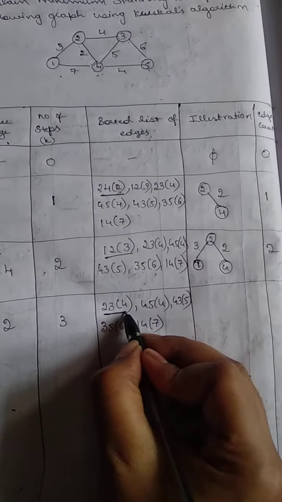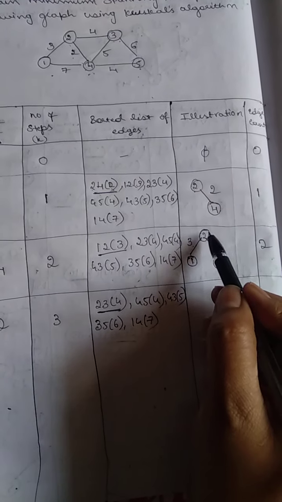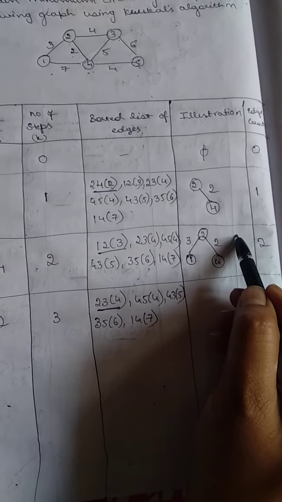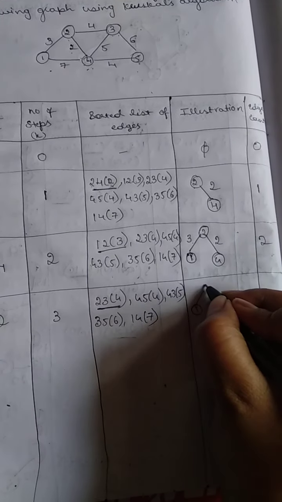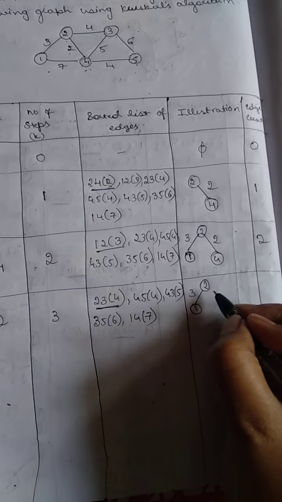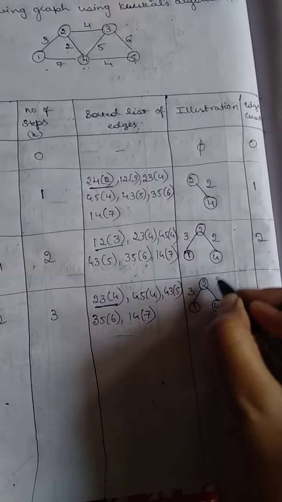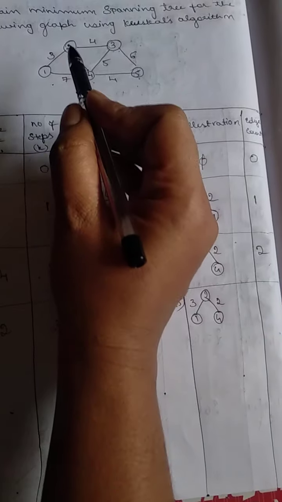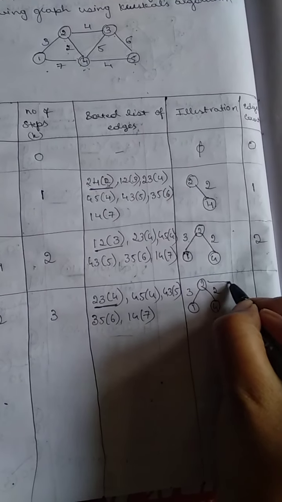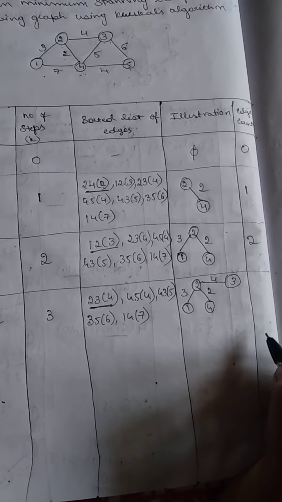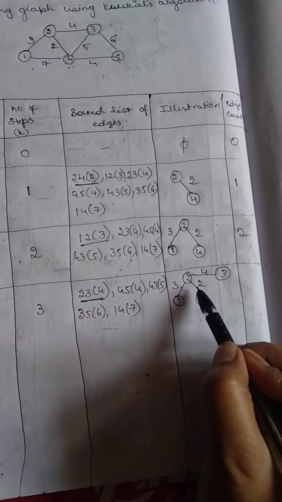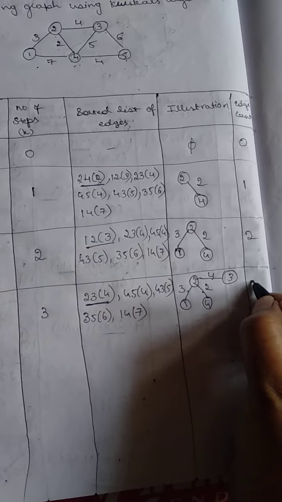Now which is minimum? 2 to 3. 2 to 3 is not forming any cycle. So I'll just take 2 to 3. Next edge, 1 to 2, it is 3. 1 to 4, it is 2. Then 2 to 3. If you write in the same fashion, you will not get confusion. 2 to 3, it is 4. Number of edges? 1, 2 and 3.